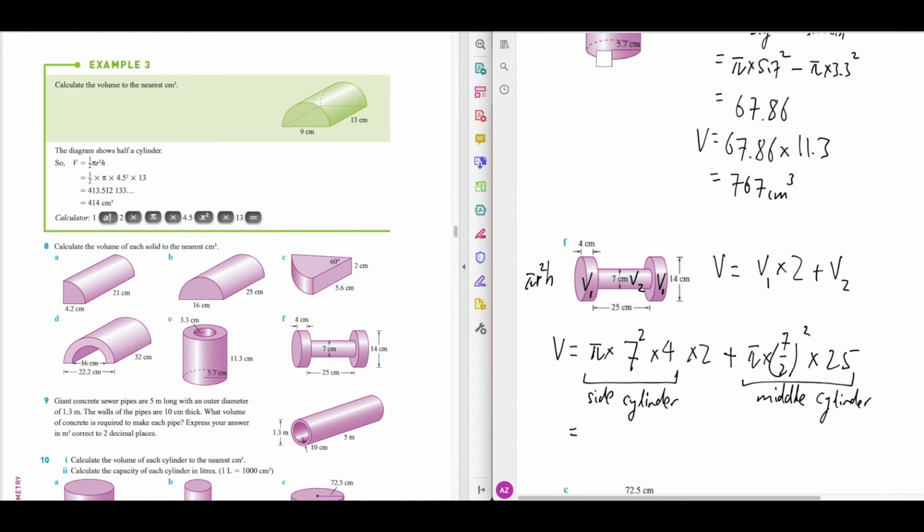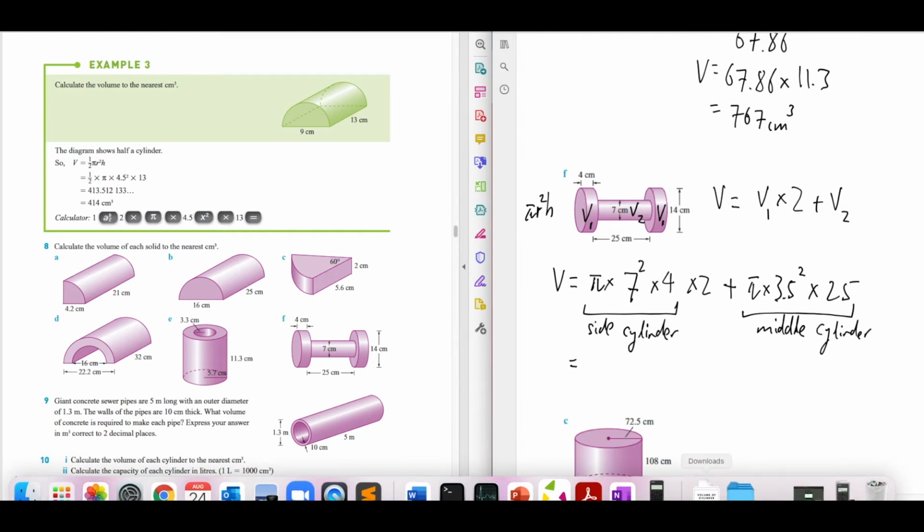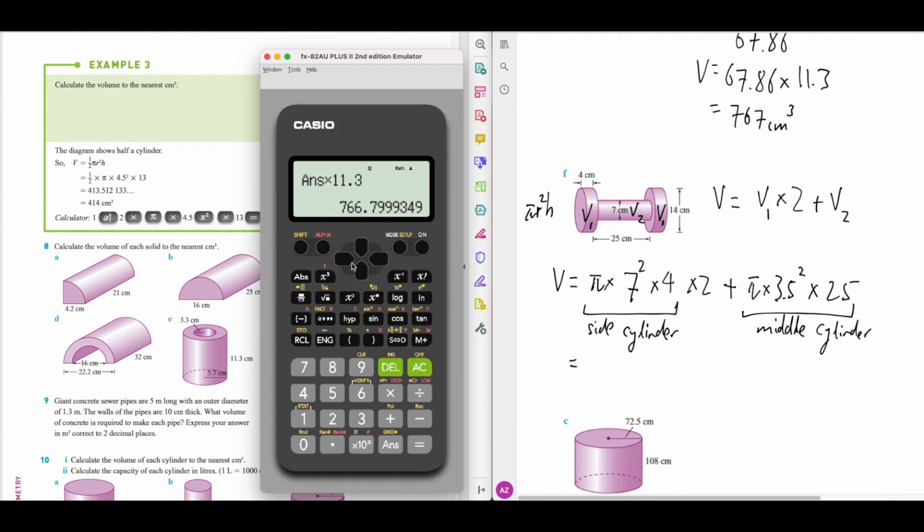Now to work out the volume of the cylinder in the middle, we have to do pi times r squared. Now the r is going to be different to the side cylinder. It's going to be half of the 7. So I'm just going to write 3.5 here, just to make it more clear. And then multiply by the height of the cylinder, which is 25. Then just type this into your calculator and you're good to go.